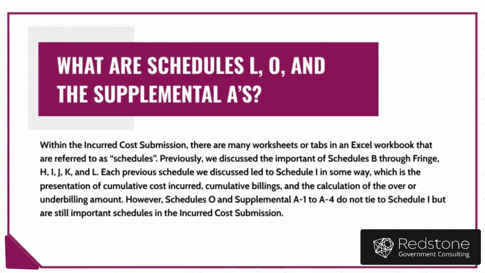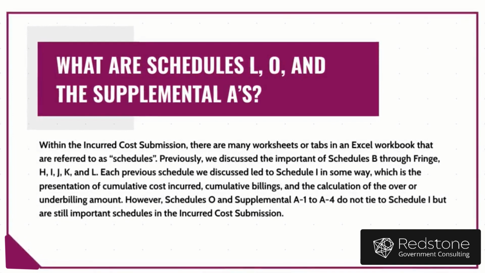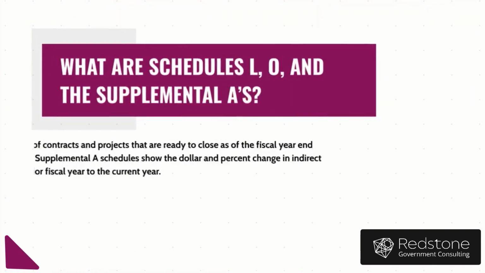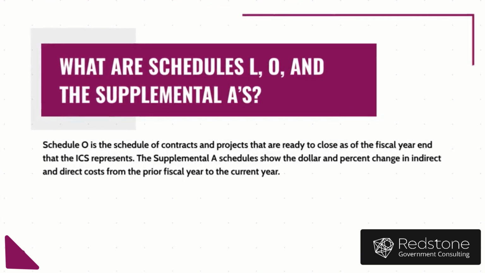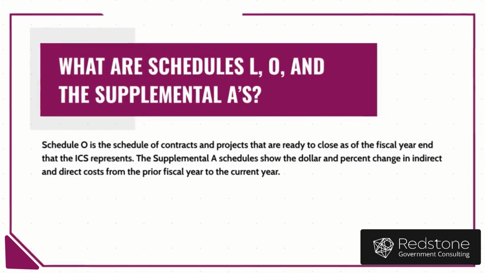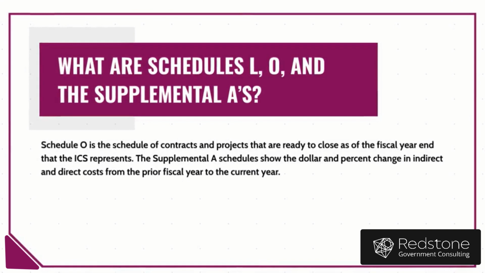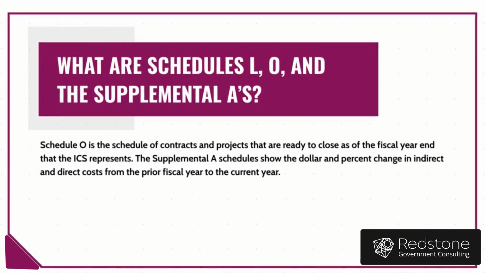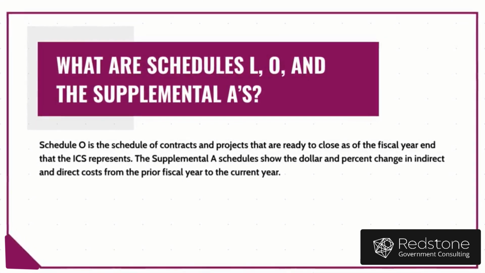However, Schedules O and Supplemental A-1 to A-4 do not tie to Schedule I, but are still important schedules in the incurred cost submission. Schedule O is the schedule of contracts and projects that are ready to close as of the fiscal year end that the ICS represents. The Supplemental A schedules show the dollar and percent change in indirect and direct costs from the prior fiscal year to the current year.